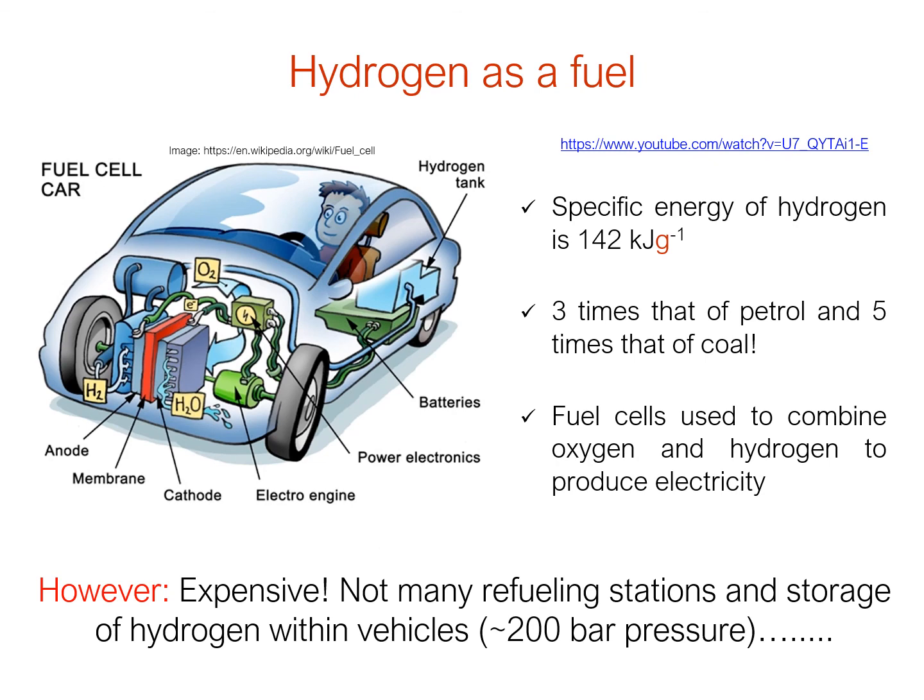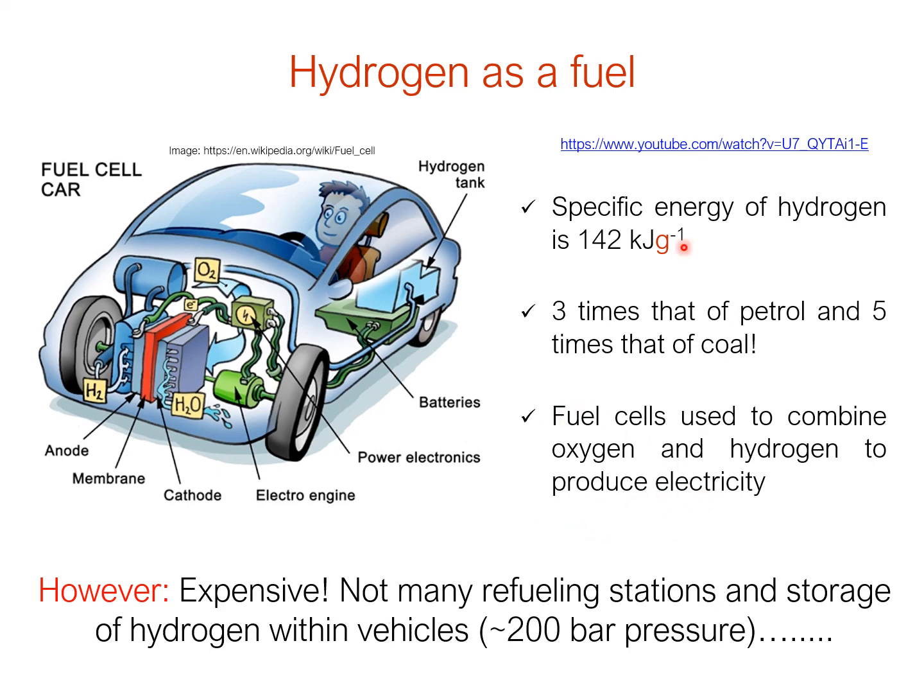And finally, as part of the hydrogen economy, is using hydrogen to replace fossil fuels in other parts. So a good example of this is hydrogen as a fuel. The specific energy of hydrogen, this is how much energy we can get out per unit mass in this case, is very high. It's 3 times higher than petrol, 5 times higher than coal, so we can get a lot of energy out of hydrogen. And this can be done by recombining the oxygen and hydrogen, say that was made by water splitting, to produce electricity, and this is in a fuel cell.